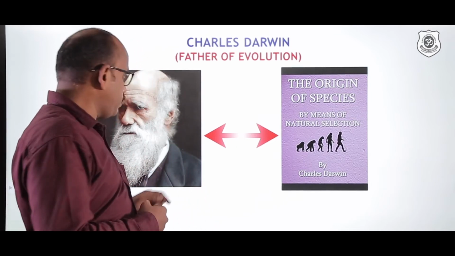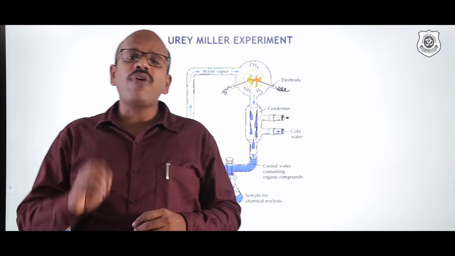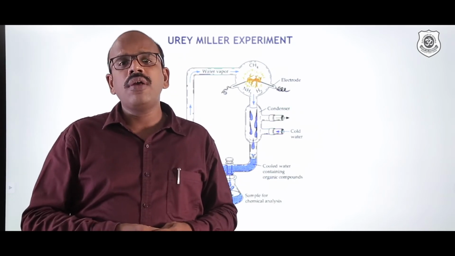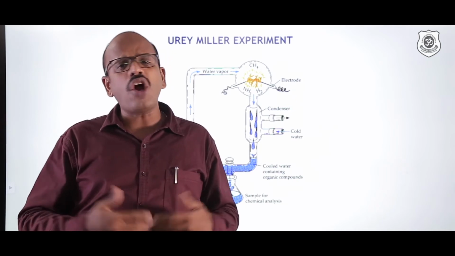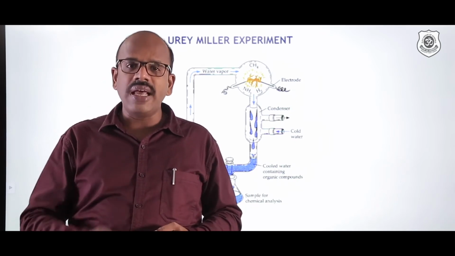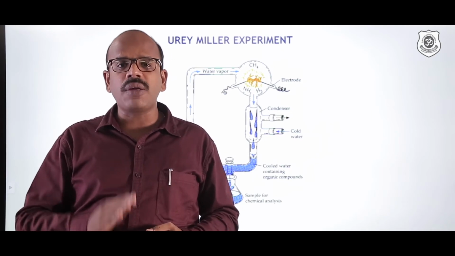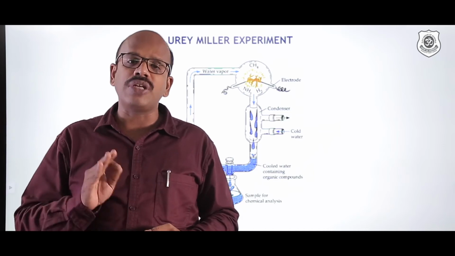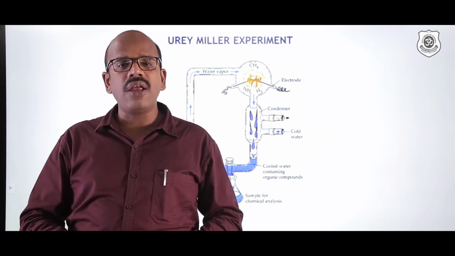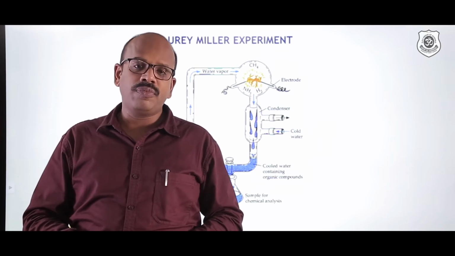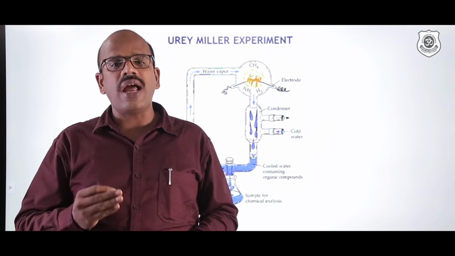Then, as far as evolution is concerned, many of you will be having a doubt. Many scientists have given a lot of theories for evolution, which is true. Till date, the most acceptable theory for evolution is the chemical evolution theory. This theory was proposed by Haldane and Oparin. It was proved by Urey and Miller.